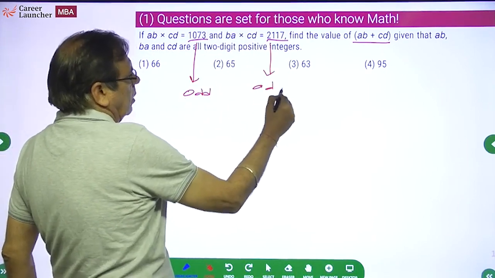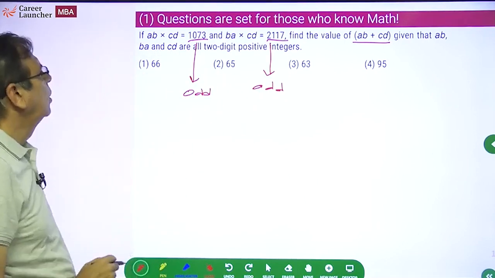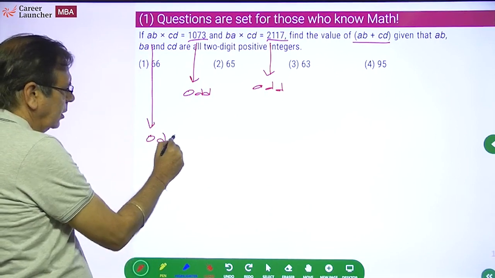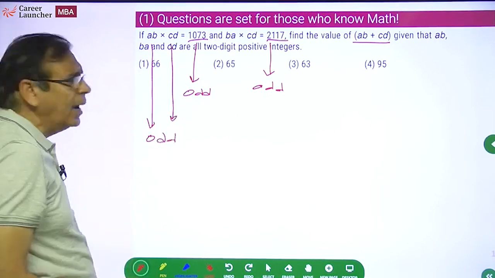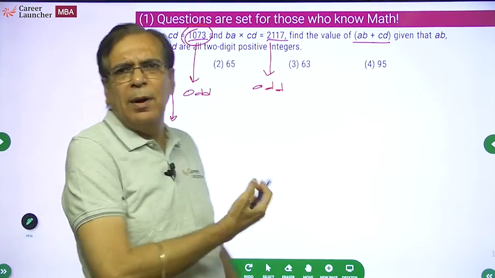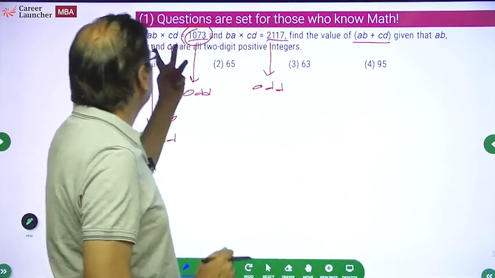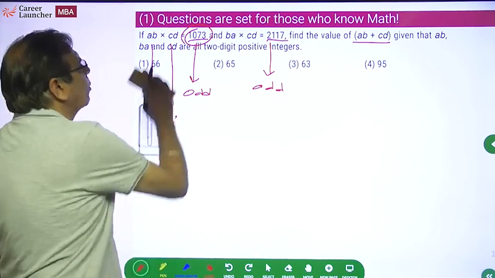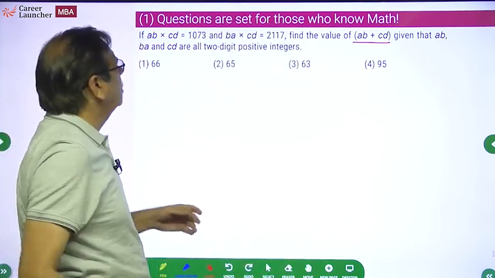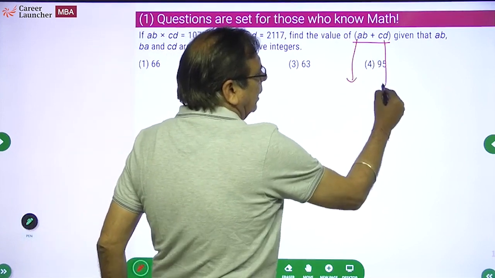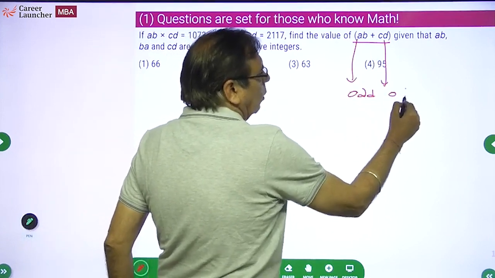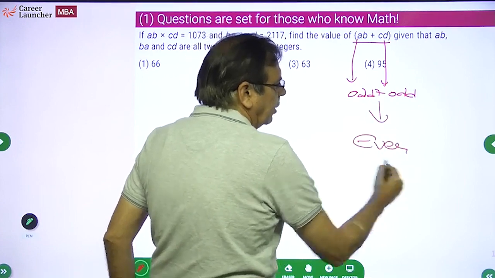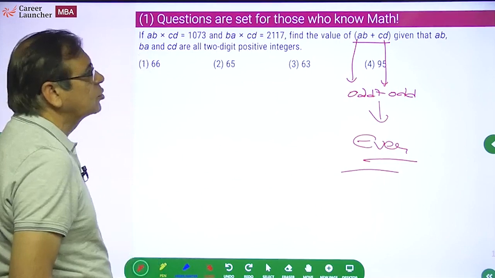Okay. If 1073 is odd, what can you say about AB and CD? Can I not say this has to be also odd and this also should be odd? Why? Agar product odd hai, then the numbers have to be odd. Even if one of them was even, the product would have been even. So first I have been able to, looking at the question itself, establish that both AB as well as CD are odd. And what is the sum of two odd numbers? If you add two odd numbers, you will only get an even number. What does that mean? My answer has to be even.